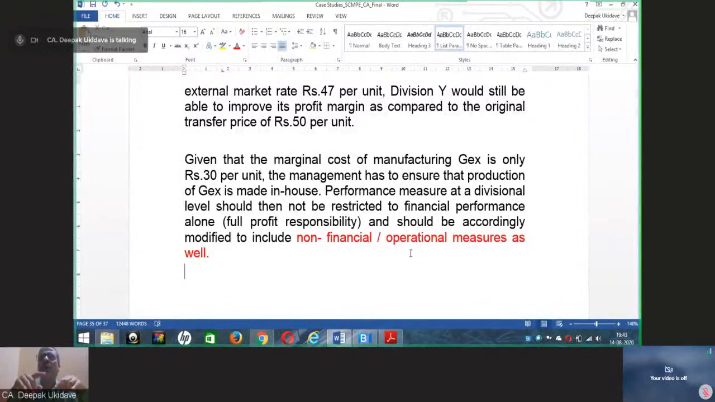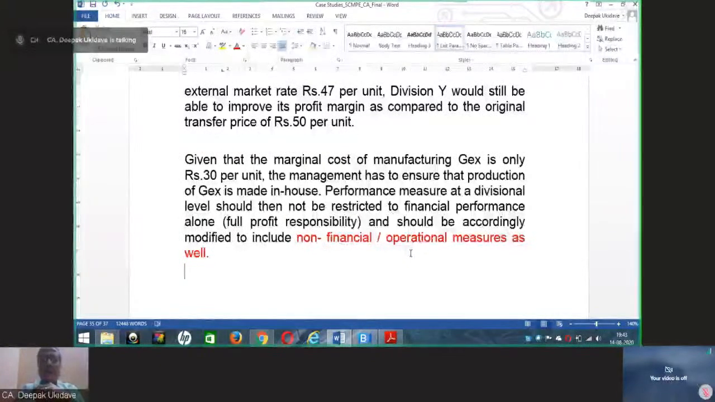His efforts or his kindness should be acknowledged by the top management by incorporating non-financial factors or operational measures at the time of performance evaluation. Now look at a very rich content of this case study. This case study is very, very rich in its contents because it has got all flavors.